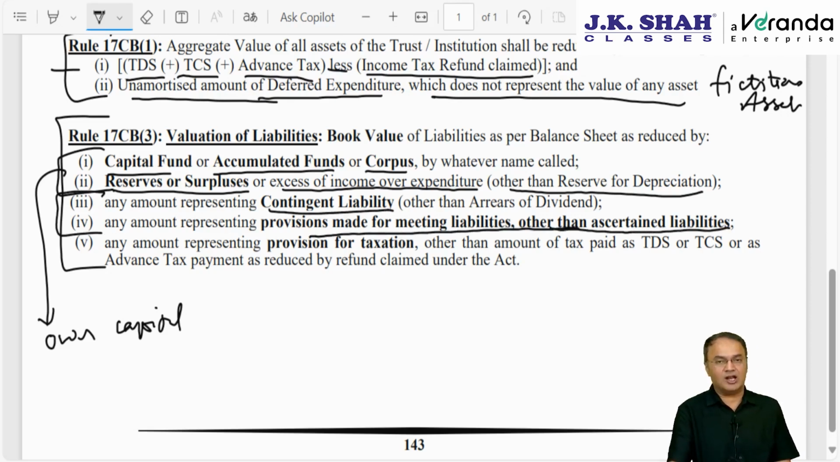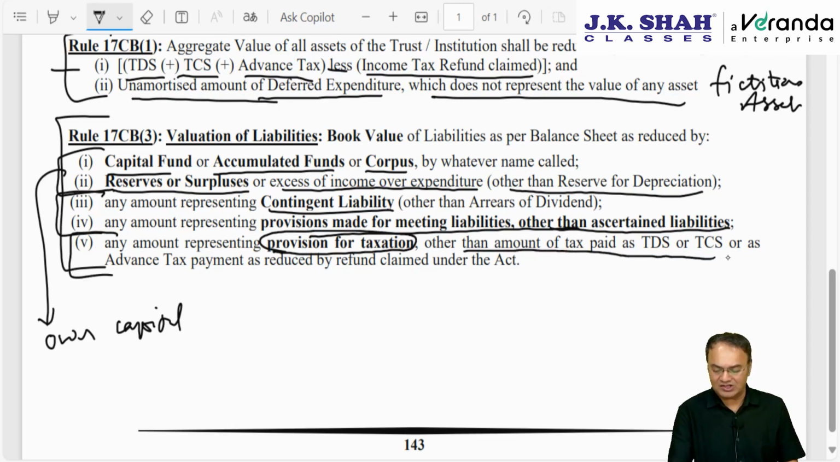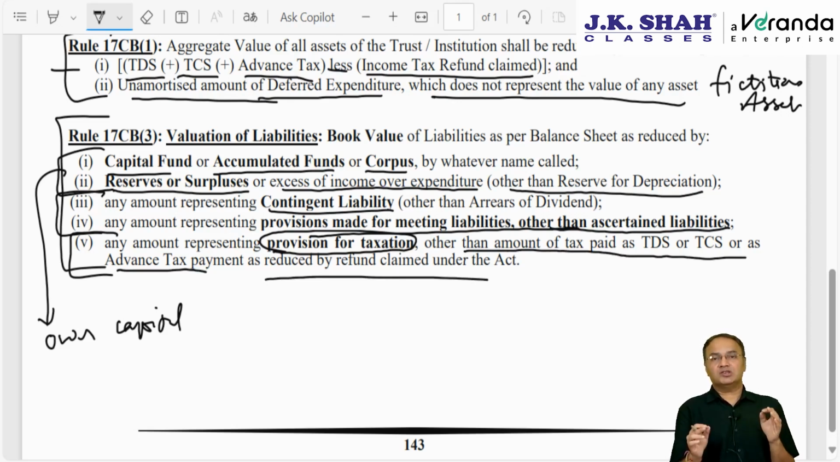Liability other than ascertained, that means unascertained liability. These 2 are technically not ascertained, we don't know whether liable to be paid or not. Normally these 2 types of liabilities do not appear in the books of accounts, in the balance sheet, they appear as a footnote. But in case they are taken into account in the balance sheet for any reason, then remove them, they are not real liability. And the last one is provision for taxation, other than the tax paid as TDS, TCS or advance tax reduced by refund claim. TDS, TCS, advance tax minus refund claim, that you ignore. Any provision over and above that will be considered as not real liability, subtracted.